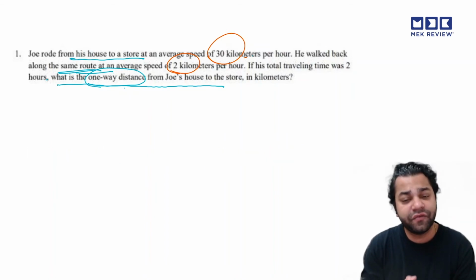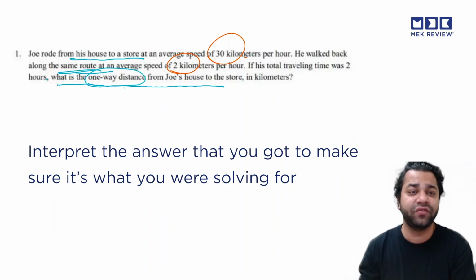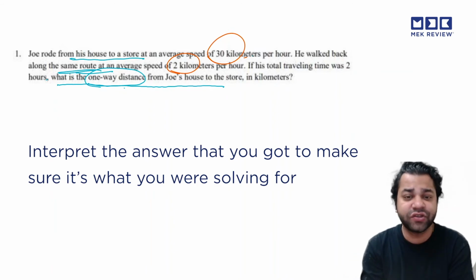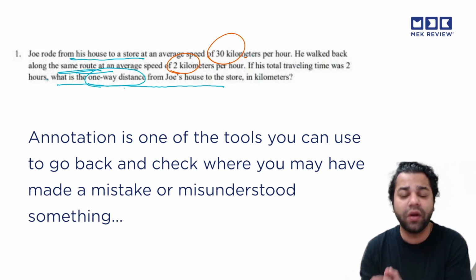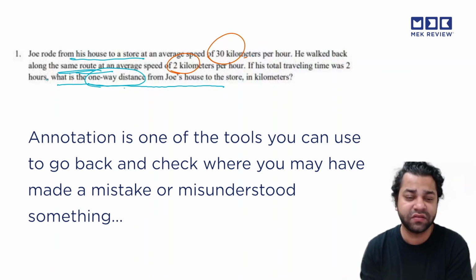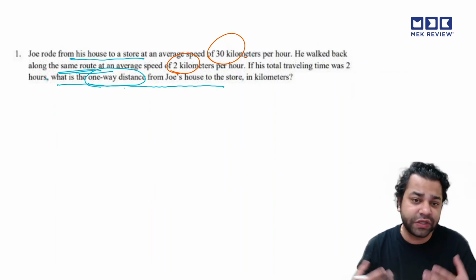So I think it's very important at the very end to interpret whether the answer that you got is actually the thing that you're solving for, and annotation is one of the ways. It's kind of like a checkpoint where you can eliminate or correct any sort of misinterpretation or something like that. So that's basically my general advice.